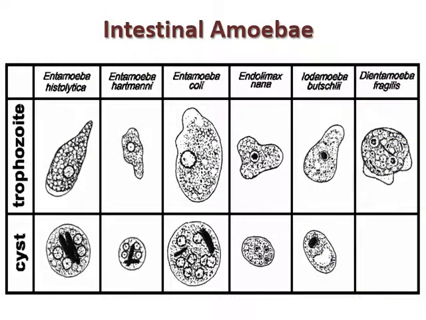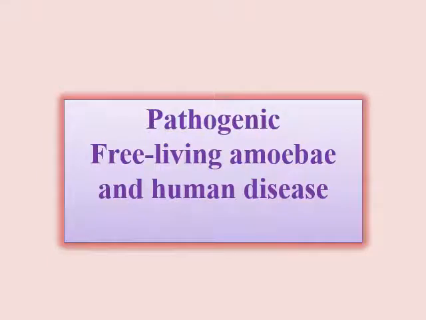This picture indicates the characteristic features of the intestinal amoebae for the trophozoite and cyst stage, if present. Also in this lecture, we will study the pathogenic free-living amoebae and human disease. We have free-living amoebae, and when introduced to the human, they may cause disease and become opportunistic parasites.